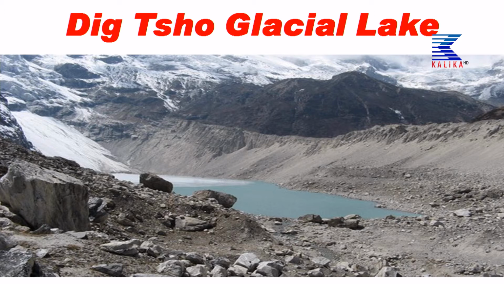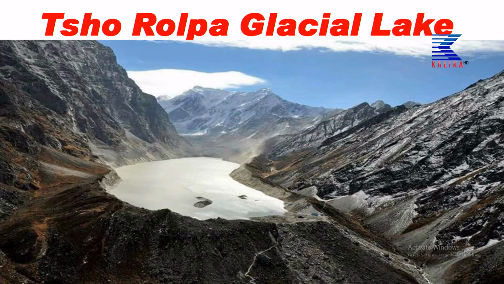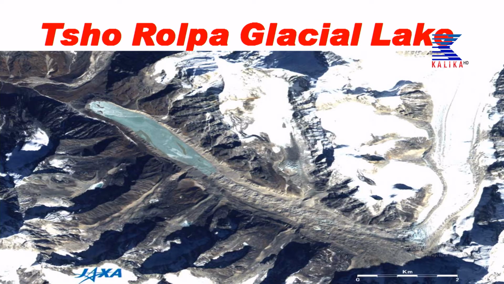Okay, have a look at the picture. This is Dikcho Glacial Lake. It used to be very massive, but it exploded or outbursted in the year 1985, causing a lot of destruction. It destroyed 14 bridges and a hydroelectricity project at Namche Bazaar. Next one, Chorolpa Glacial Lake. People are complaining about this lake time and again because it is expanding and about to explode. It is in a dangerous condition as well.